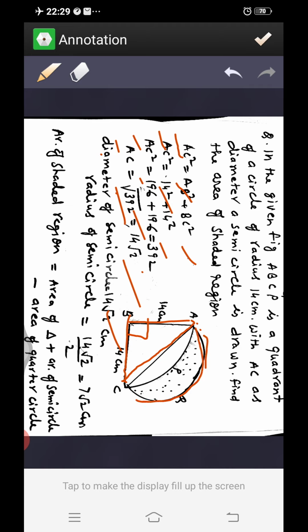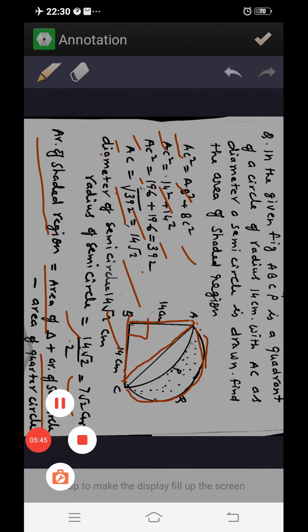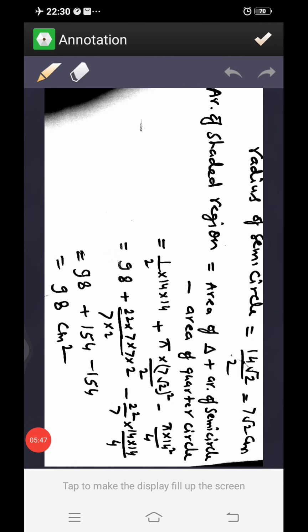So diameter we have got 14 under root 2 of the semicircle. So radius will be diameter divided by 2, so we get 7 under root 2 centimeter. So area of shaded region will be area of triangle plus area of semicircle minus area of quarter circle. So radius of semicircle 7 under root 2 we have got.